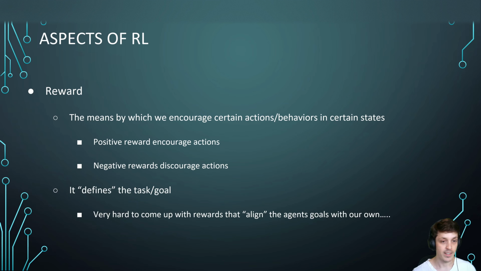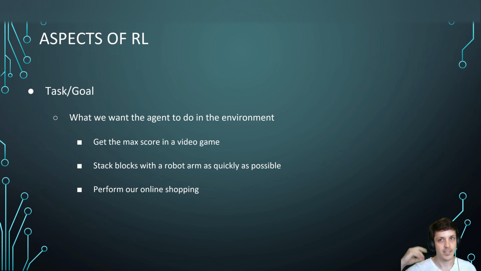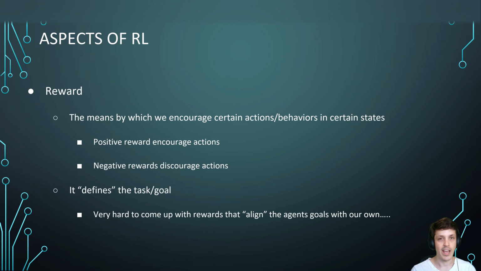Now, the reward, as we said, this is what we use to define or tell our agent how good its actions or its state is. So this is the means by which we encourage or discourage certain actions or behaviors in the environment. It is also what is used to define the goal or task. So previously, the task or goal, this is some high-level conceptual thing that we want our agent to do, and how we actually communicate that to our agent is via the reward, right?